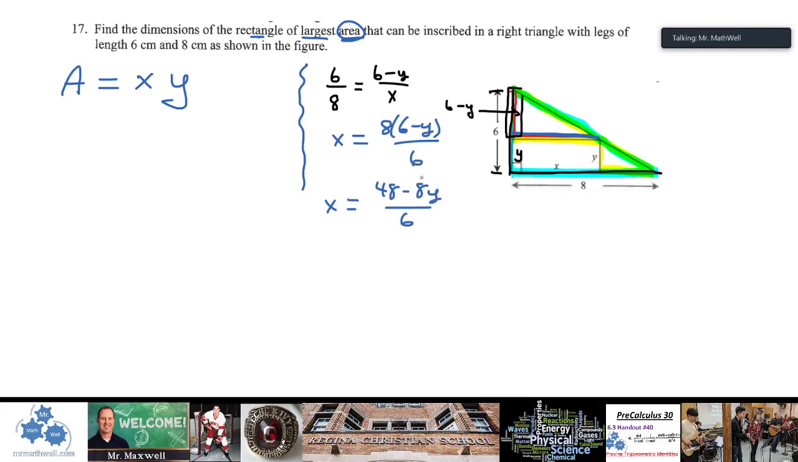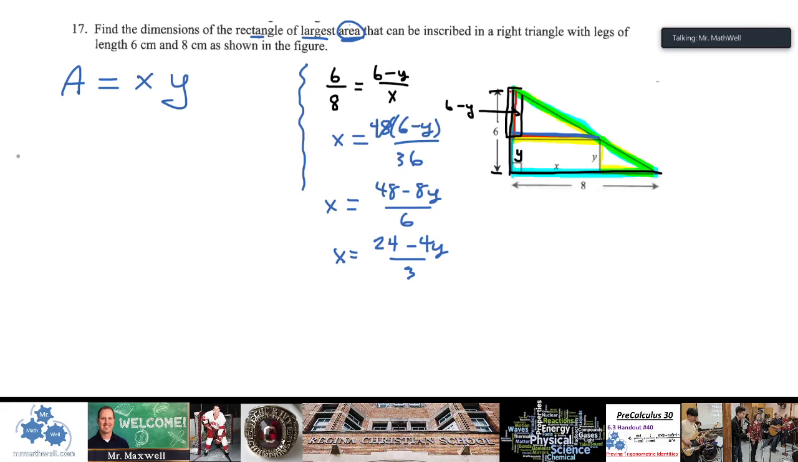Okay, and yeah, we can simplify this. I guess I could have done this up here, right? Could have done 4 and 3. So what's that going to give us? Half everything, I guess. 24 minus 4y over 3. So that's going to be good enough.